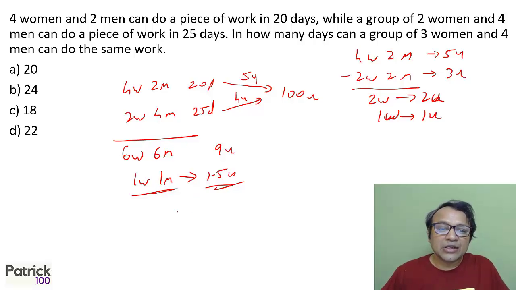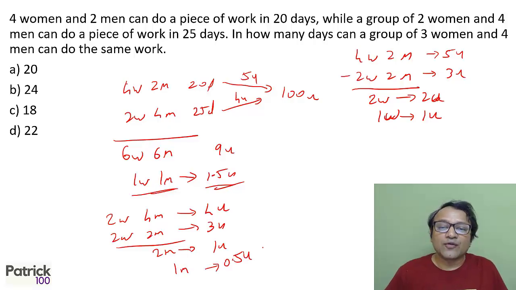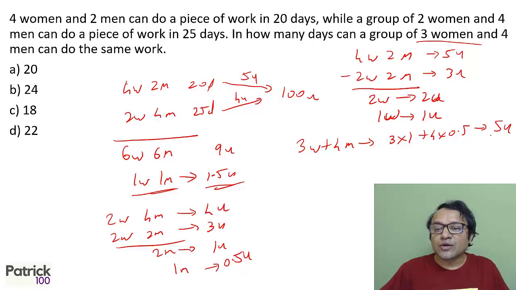Same way, create a second condition. 2 women and 4 men do 4 units of work, and 2 women and 2 men do 3 units of work. So subtract, 2 men will do 1 unit of work. So 1 man will do 0.5 unit of work. Now if I calculate 3 women and 4 men, how much work will they do? 3 into 1 plus 4 into 0.5, which is 5 units of work. If they do 5 units of work every day, to complete 100 units of work they will take 100 upon 5, which is 20 days.